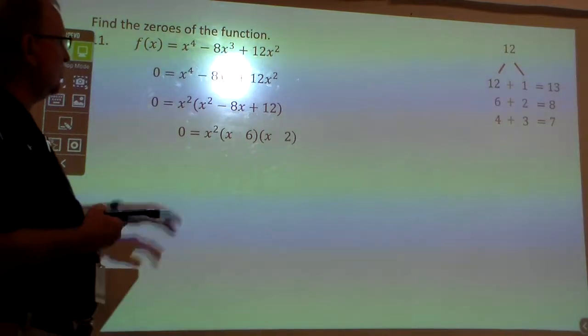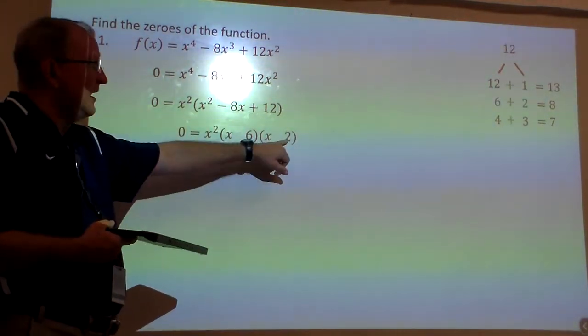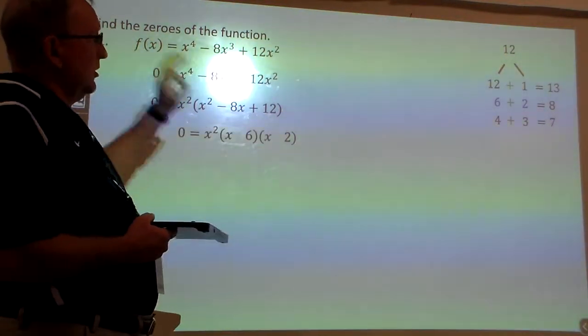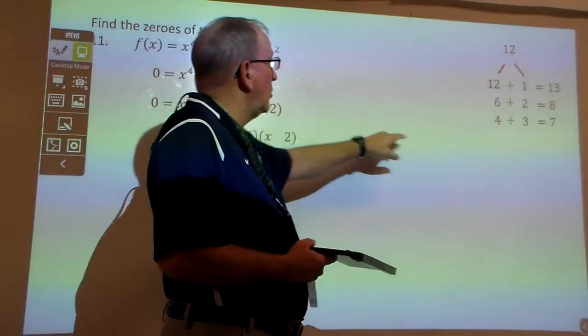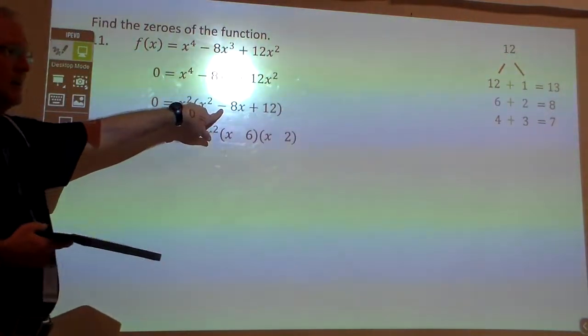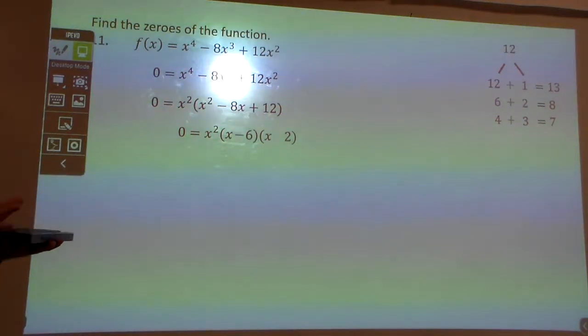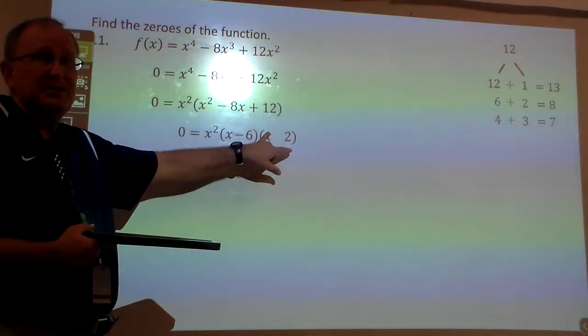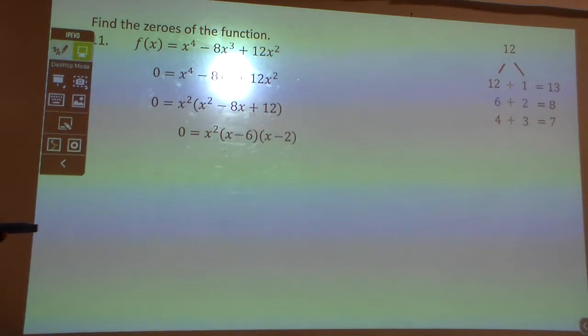Which one of those makes the middle number? 6 and 2. So I'm going to write x squared, I have this 6, and I have this 2. The larger number of these two always matches that middle sign. So what's the 8? So it has to be a minus. And if the last one's positive, they have to be the same. So it's minus.